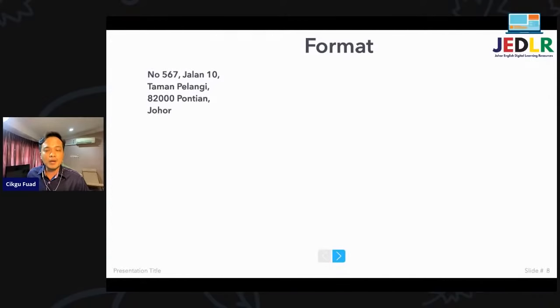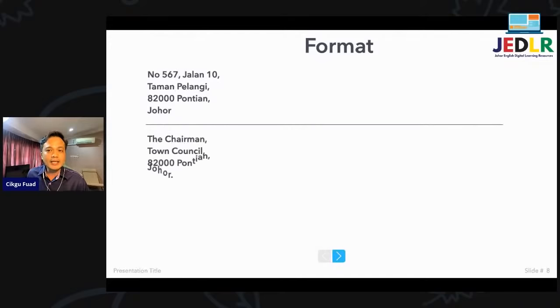Let us look at how you are going to write an example of the format. Now on top you have, there you go, the address. This one is the sender's address. And then you have a horizontal line, garis panjang, and then you have the receiver's address. For this question, you have to write to a town council, so you write to the chairman. So it depends on the question. It can be the chairman, the director, the manager, the teacher, the principal. It depends on the question.